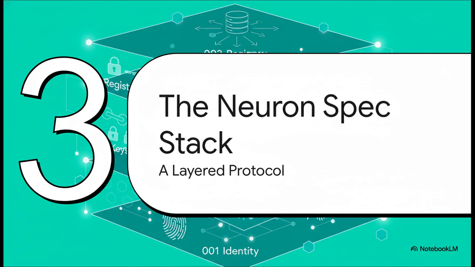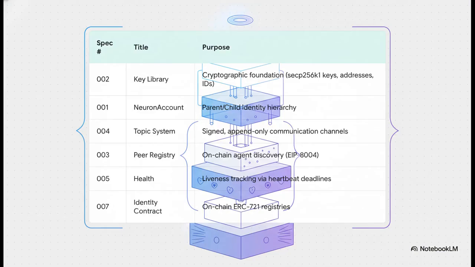All right, let's zoom in on the system itself and see how this all comes together to build a complete, layered protocol for decentralized agents. So the protocol is basically a stack of these individual specs, and they're built in a very strict order. It all starts at the very bottom, with spec 002, which is the crypto foundation. Then on top of that, you build identities.